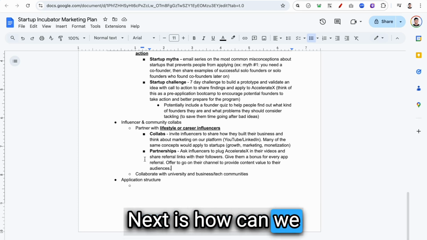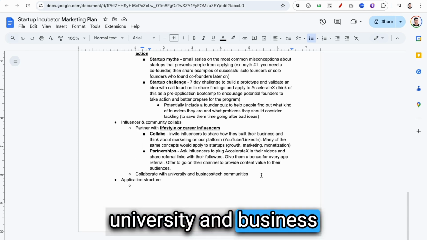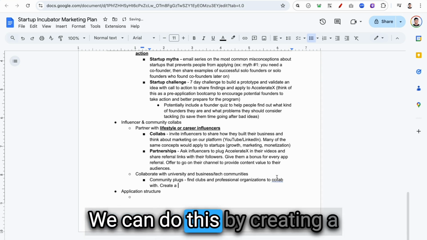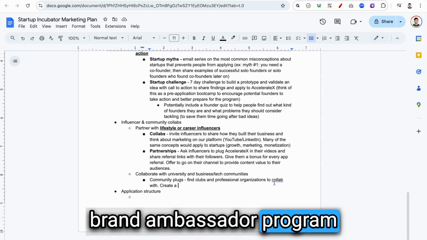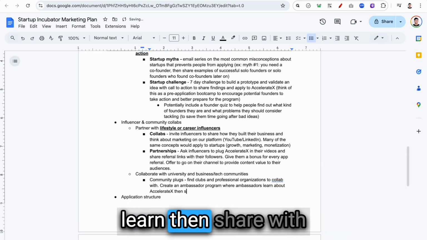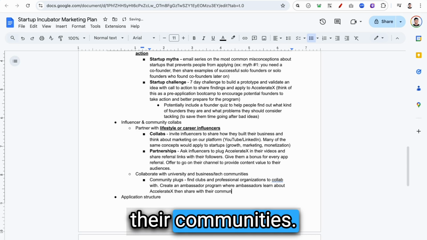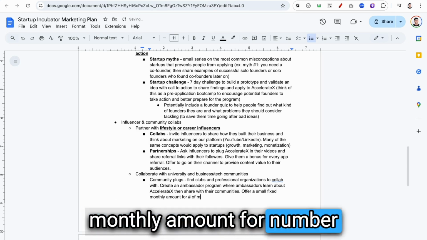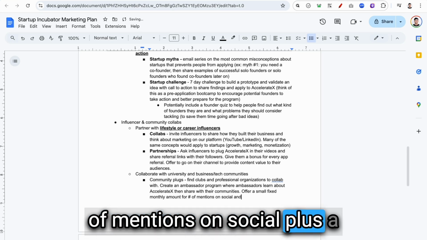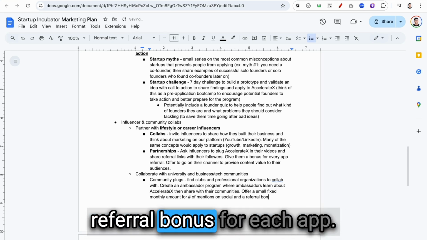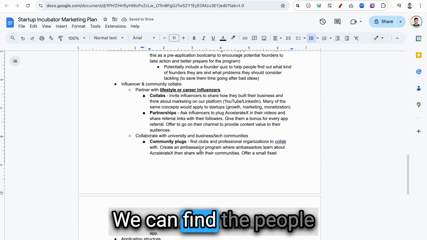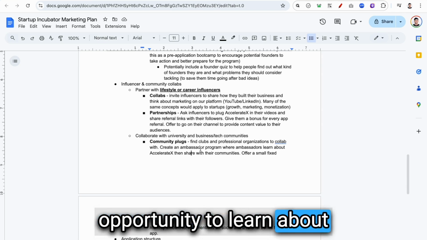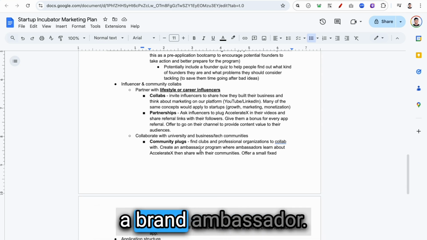Next is how can we collaborate with university and business tech communities? We can do community plugs. We can do this by creating a brand ambassador program where ambassadors learn, then share with their communities. We can offer a small fixed monthly amount or a number of mentions on social plus a referral bonus for each app. We can find the people who hold positions of leadership, offer them the opportunity to learn about AccelerateX and become a brand ambassador.